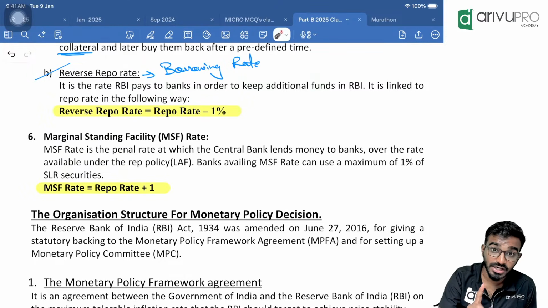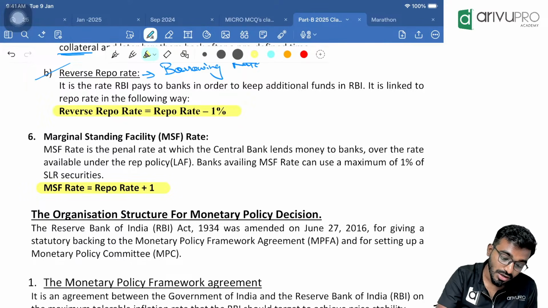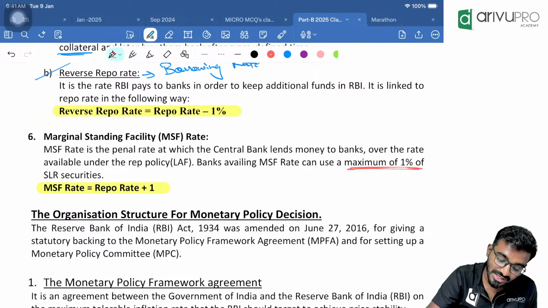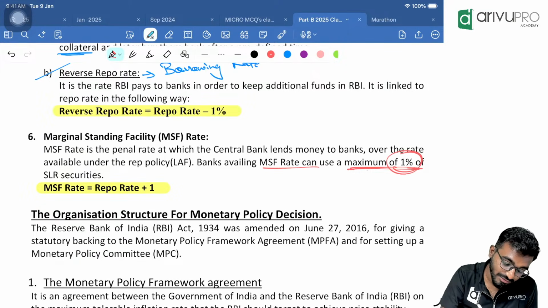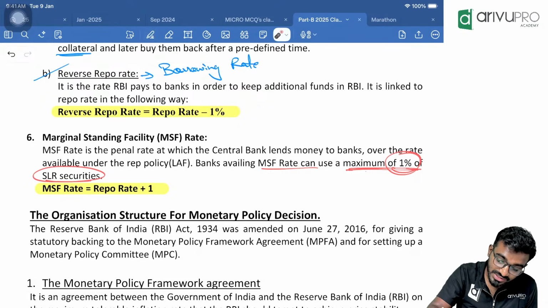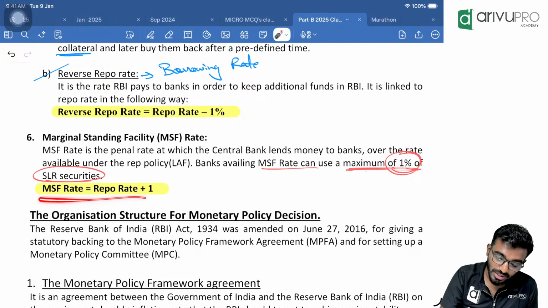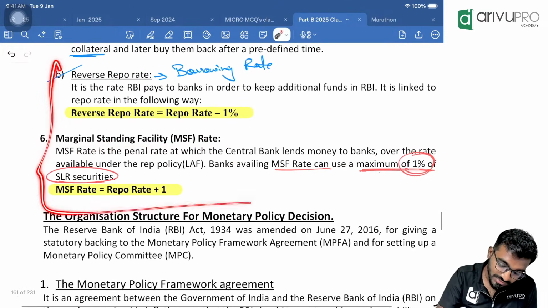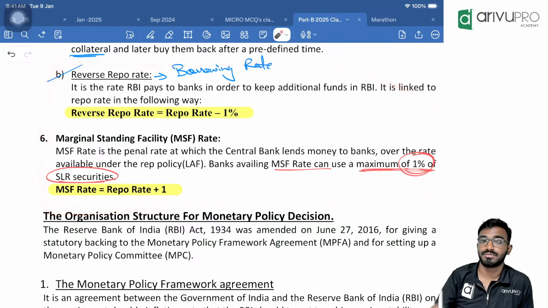And even that money, we will not give unlimited. Maximum, whatever SLR you are supposed to keep, 1% of that SLR money. See, the MSF amount can be a maximum of 1% of your SLR securities. Now, this information is important. This formula and this maximum of 1% of SLR securities for MSF is where exam questions will be asked. This is what is important.